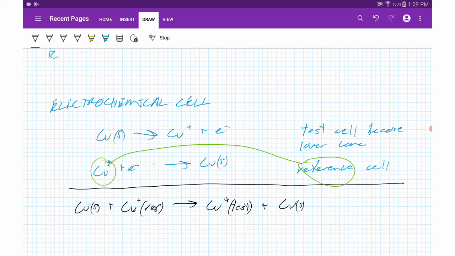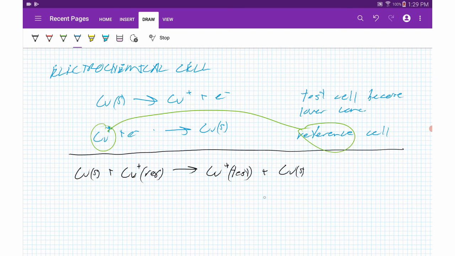The reference electrode has a higher concentration of copper ions, so it wants to go down, and the test cell has a lower concentration of copper ions, so it wants to go up. From this, Q for our concentration cell would be simply the copper ion concentration in the test cell over the copper ion concentration in the reference cell.